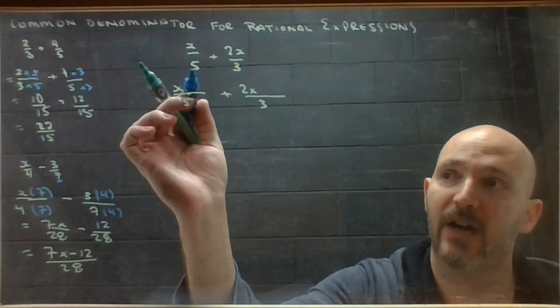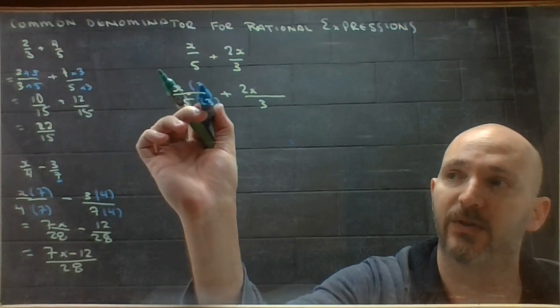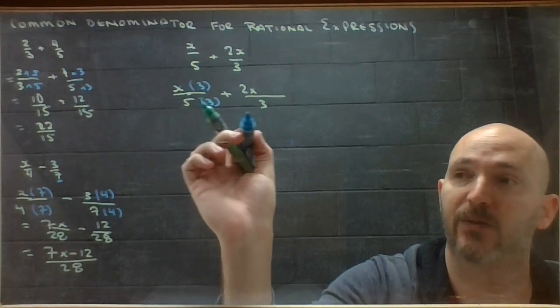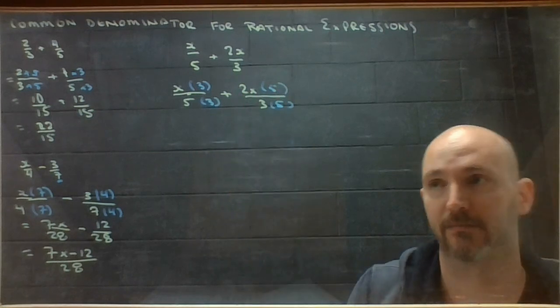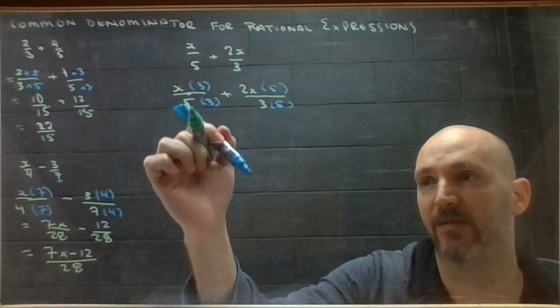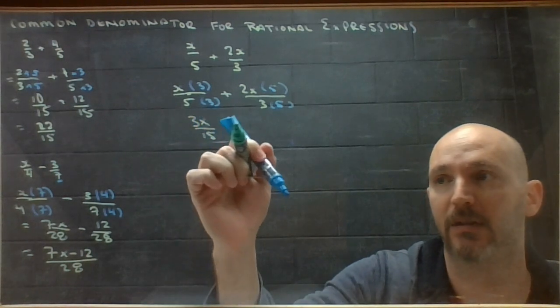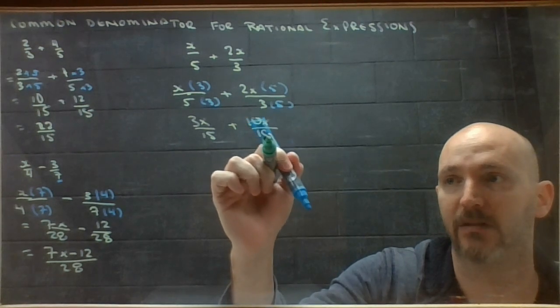This one has a factor of 5, but needs a factor of 3, so I will introduce it. This one has a factor of 3, but needs a factor of 5, so I will introduce it. That gives me 3x over 15 here, and 10x over 15 here.